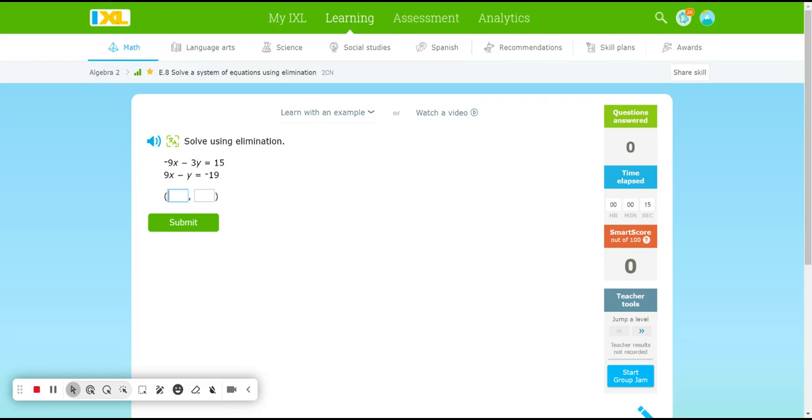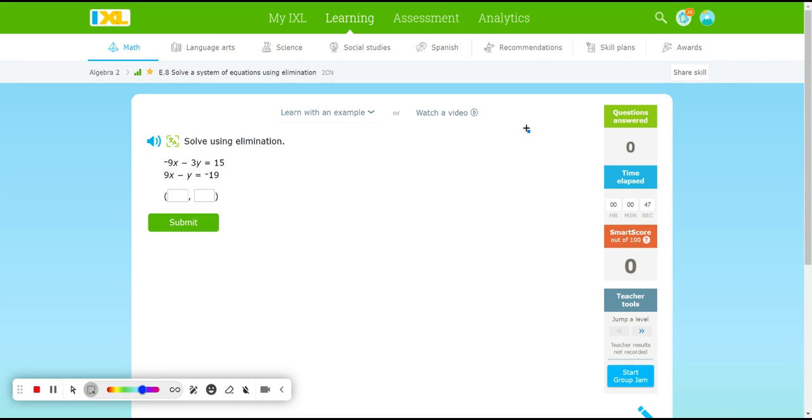Hello, we're going over a system of equations using the elimination method. Take a look over here. You've got two equations with two unknowns, x and y. On the first equation you've got negative 9x, and on the second equation you've got positive 9x. So we're going to do the elimination method. If you add these two equations, then the x will go away. You see how fast it can be?